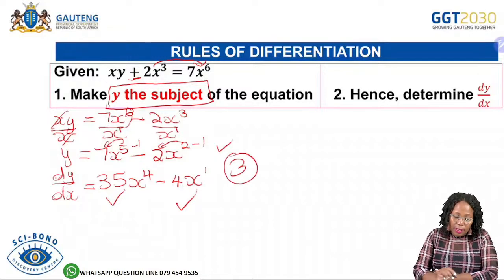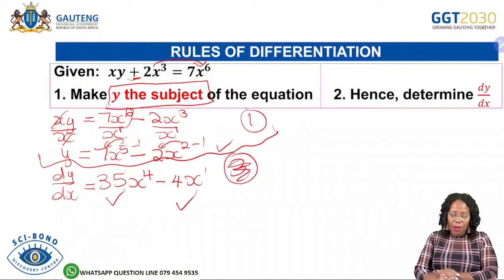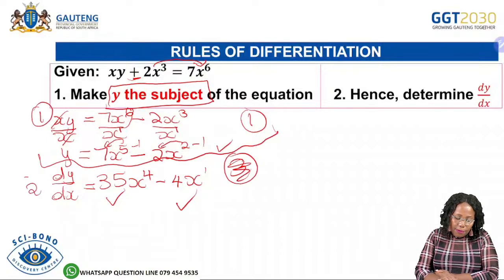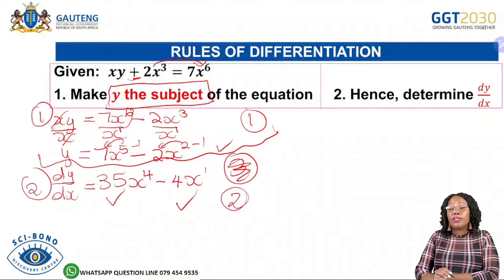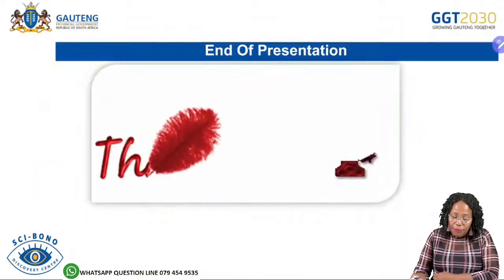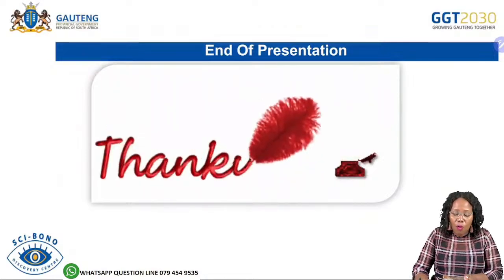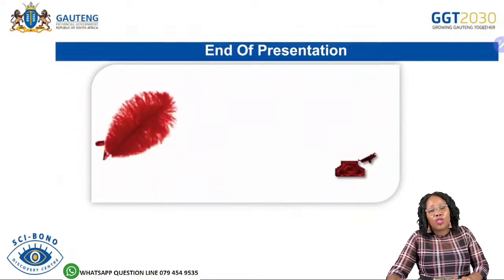Okay? Remember, y subject of the formula is 1 mark for question 1. And then hence find dy/dx, you are deriving. Okay, grade 12, it will be 1 mark for number 1. And then for number 2, it will be 2 marks for the derivative. I hope we are still together on that one. Okay, grade 12, that was the last problem for the day. I hope everything is clearly unfolded to you.